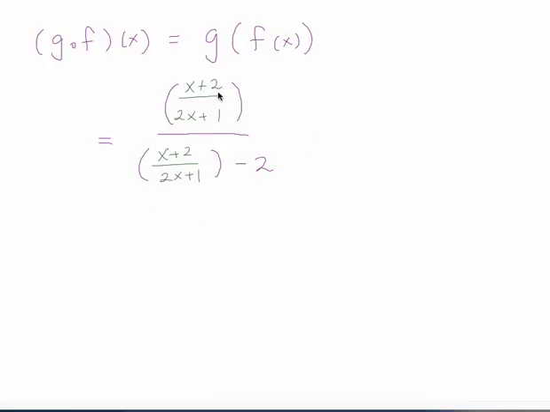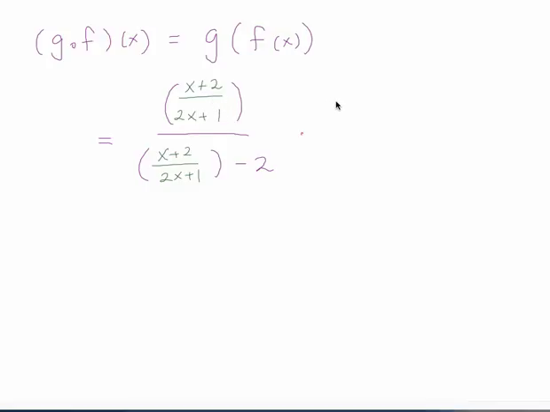Okay, and again, I have a fraction over a fraction, and I don't like it, so I'm going to get rid of it. How am I going to do that? Well, the denominator of the upper part, or the numerator, is 2x plus 1.